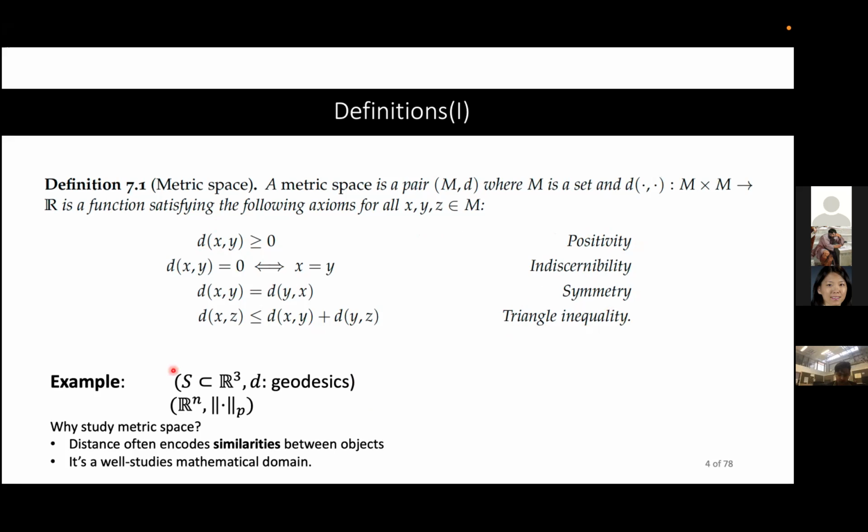An example is a manifold that's equipped with the geodesics. This is a metric space. Another one is a Euclidean space equipped with the p-norm. The motivation for studying metric space could be that distance is a very natural way to encode similarities between objects. And the whole theory of metric space is very well studied. So if you use this model, you can use a lot of theorems at your disposal.